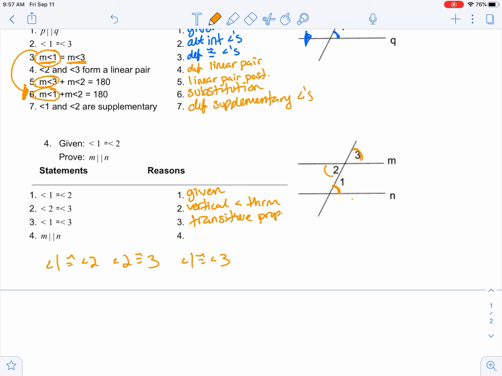So if angle 1 is congruent to angle 2 and angle 1 is congruent to angle 3, I can now officially say that M is parallel to N by the corresponding angles. Now, what word do I have to put on the end of that? Okay. Last lesson, we said if the lines are parallel, then corresponding angles are congruent. So for this one, what are we using? We're using the converse. We flipped it. If corresponding angles are congruent, then the lines are parallel. We just flip-flopped it. So now we're proving the converse.